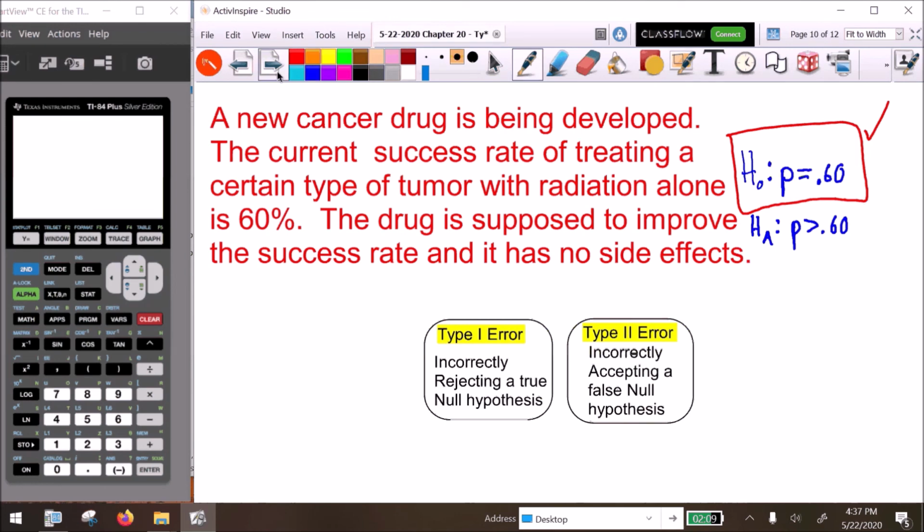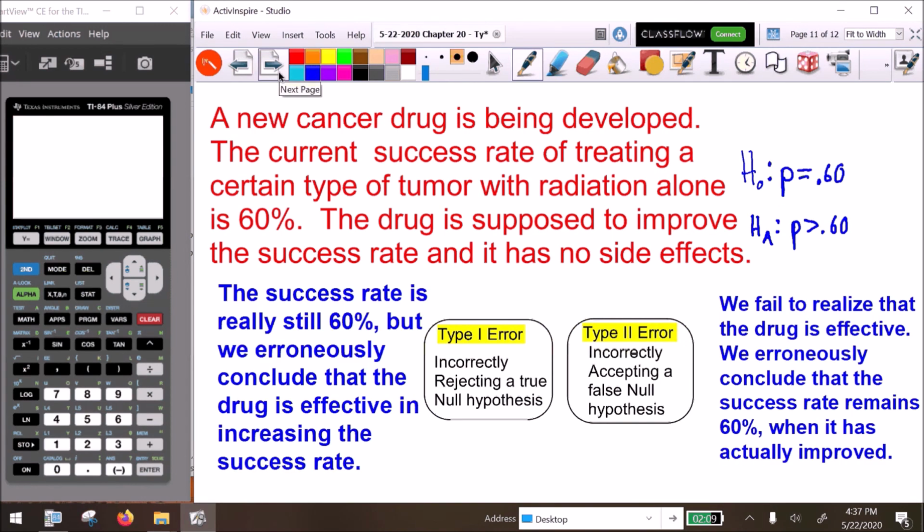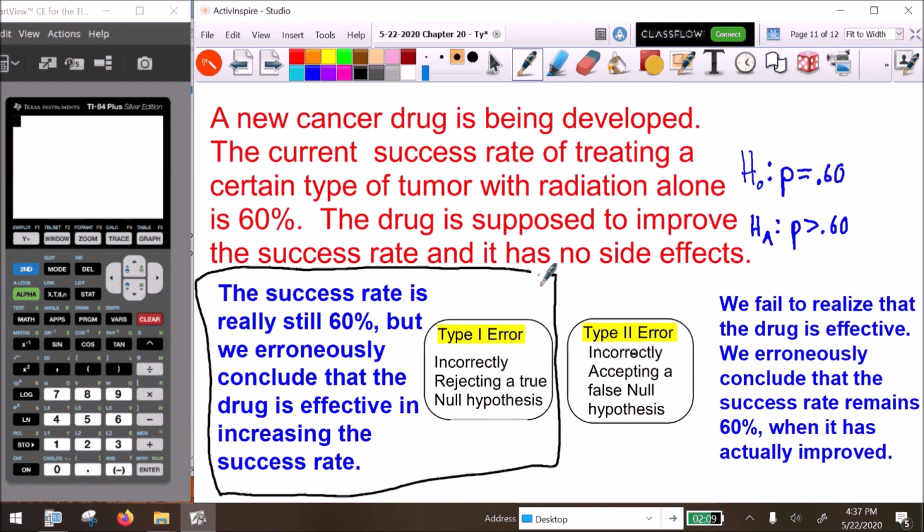So I wrote this out in a little bit more descriptive way. Here are the situations that can arise. If they commit a type 1 error, the success rate really still is 60%, but we erroneously conclude that the drug is effective in increasing the success rate. That's a type 1 error. That's a false positive. Type 2 error, false negative.